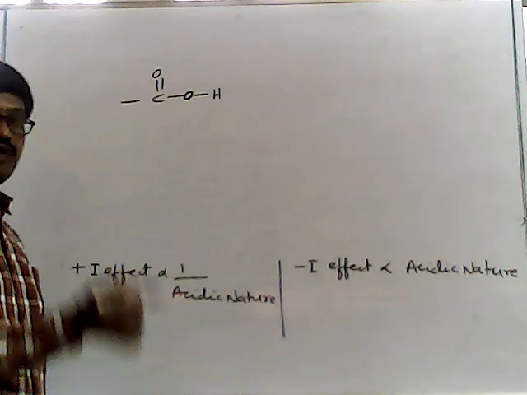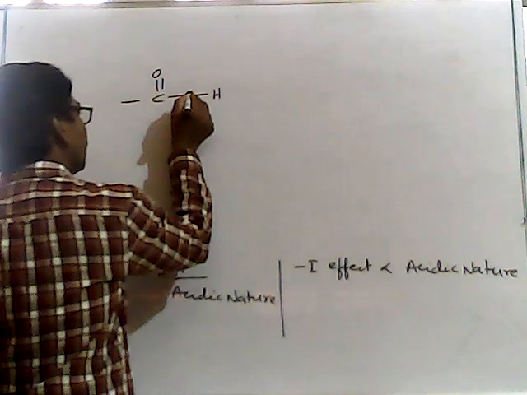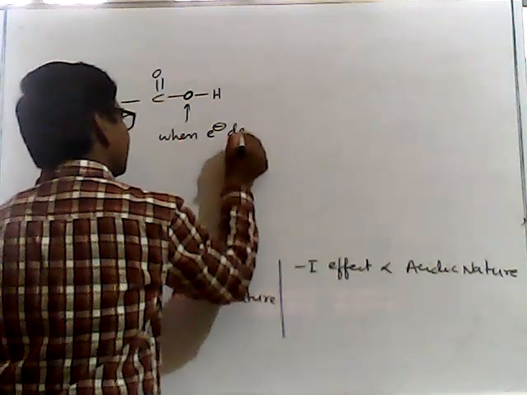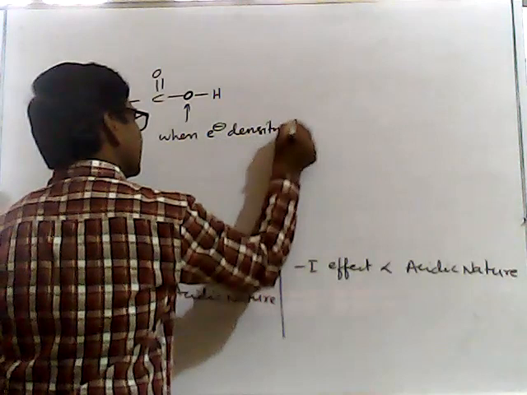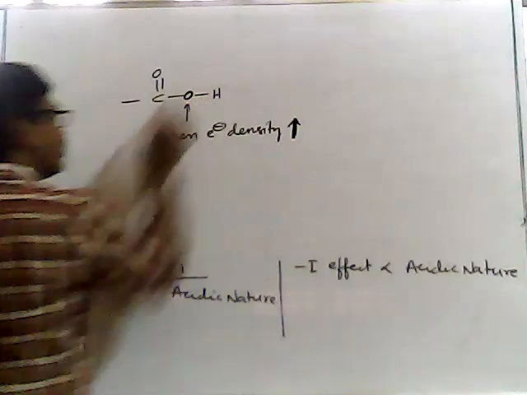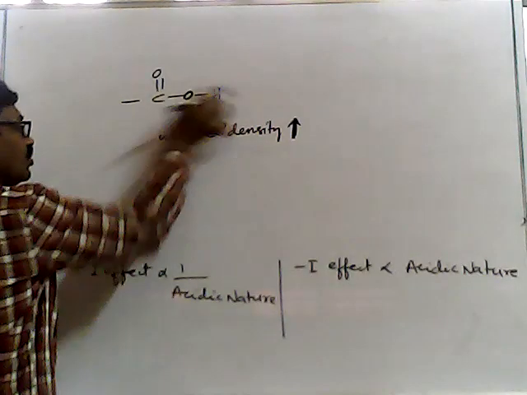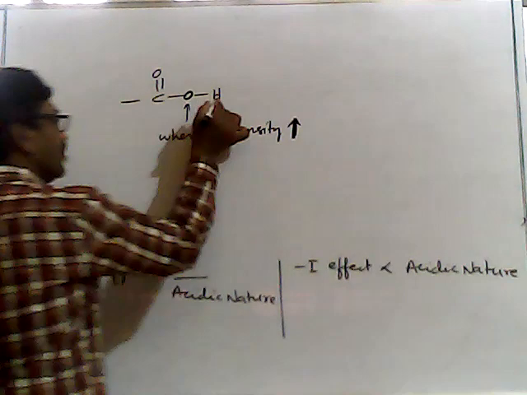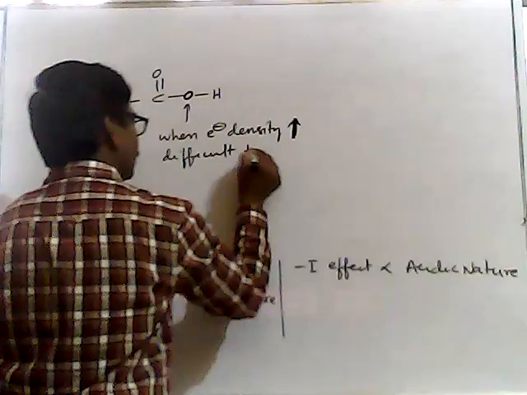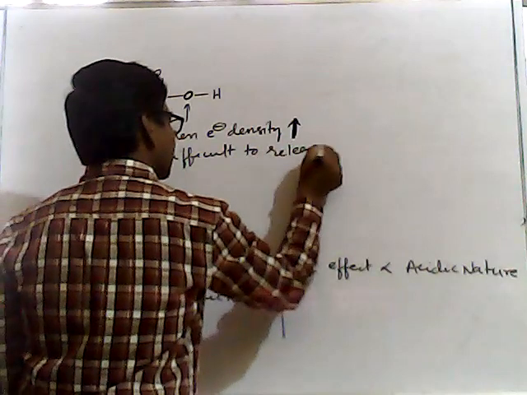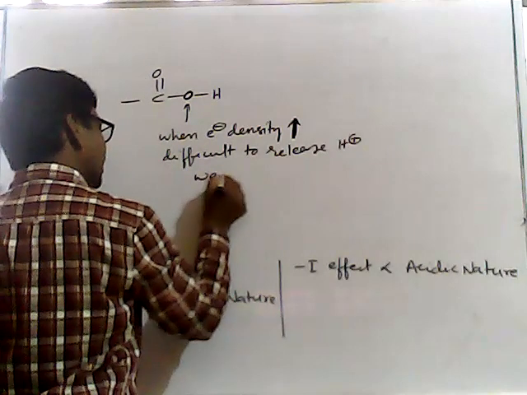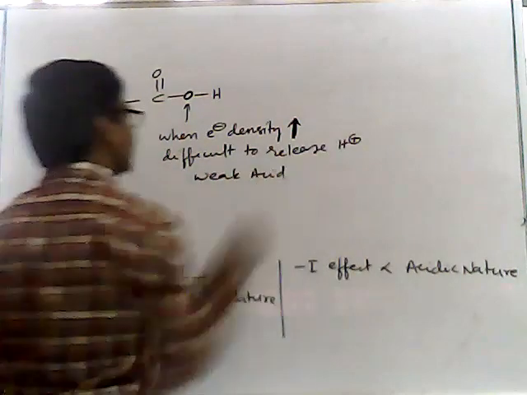When can it hold hydrogen tightly? When electron density increases. The upward arrow indicates the increase. When electron density increases on oxygen, then oxygen can hold hydrogen tightly, so it is difficult to release H plus. Therefore, we can say it is a weak acid.